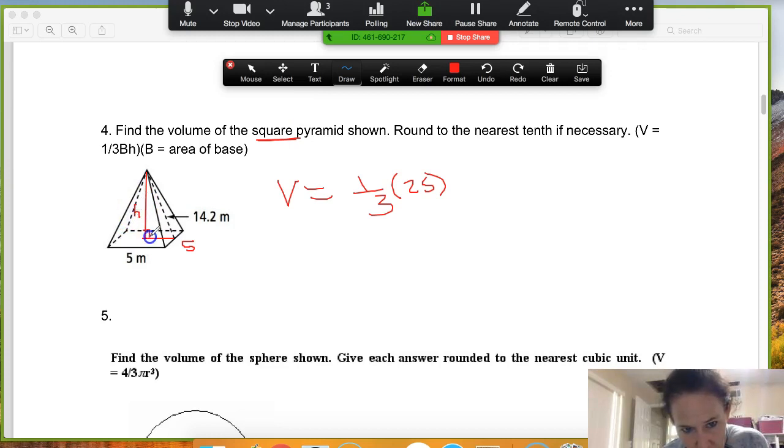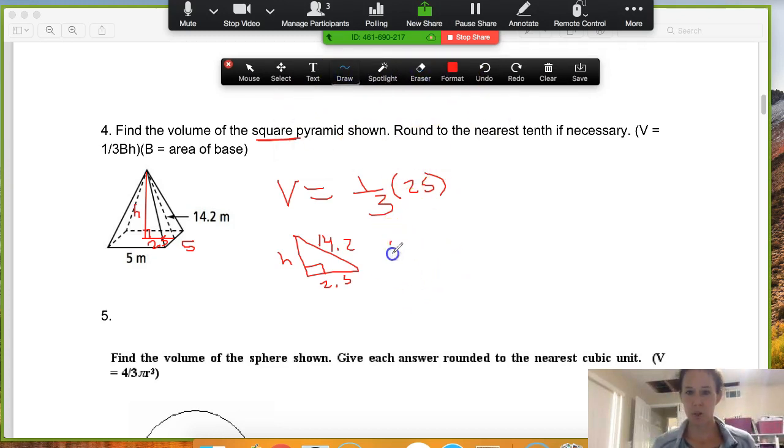This is a right angle. And if this is a square and I come over in the middle of my square, if this whole thing is 5, what's this piece right here? 2.5? Yes, 2.5. Good. So here I have 2.5, 14.2, and the height. Now I can do Pythagorean theorem again. H squared, oh, that's an ugly H. Let's try that again. So I'm going to go h squared plus 2.5 squared equals 14.2 squared.